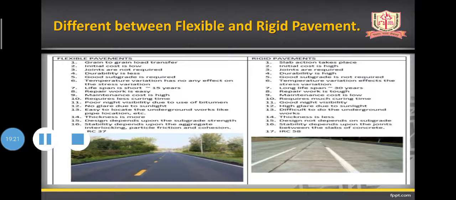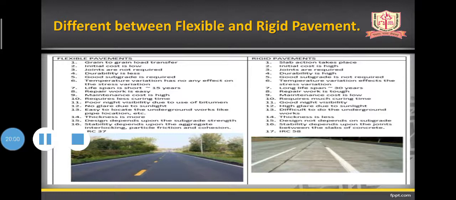Then, a good subgrade is required. In the flexible pavement, the subgrade should also be very good, because each and every grain of the flexible pavement is going to take the load. Therefore, even the subgrade should be of good quality, whereas in a rigid pavement a good subgrade is not required, since most of the load is taken by the slab. So it is okay if the subgrade is not good.